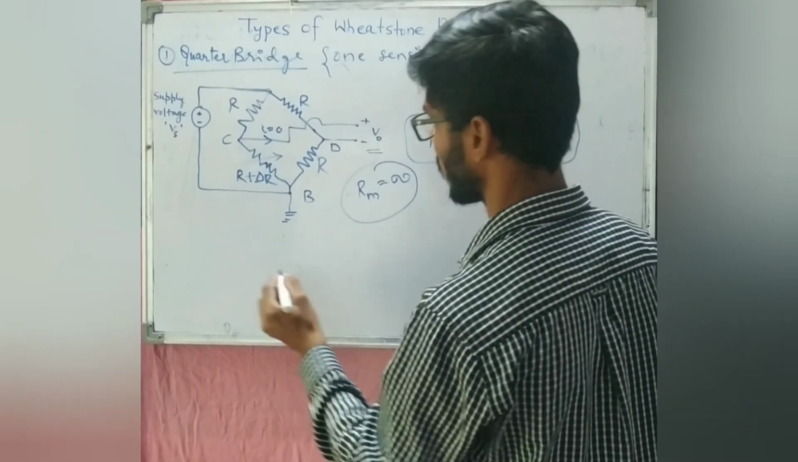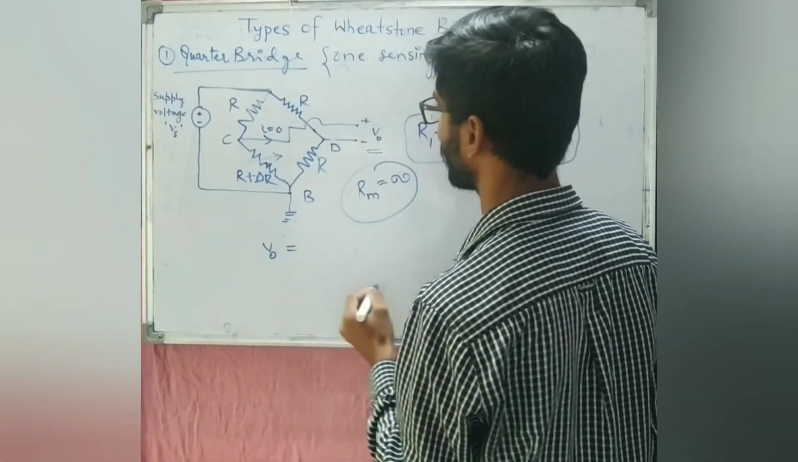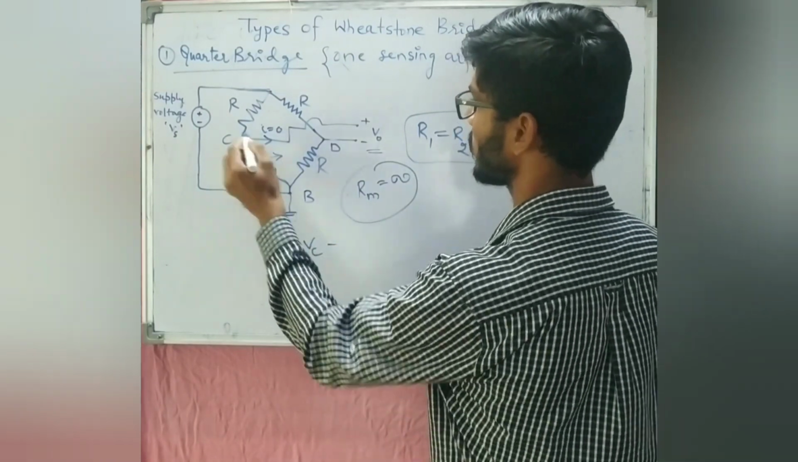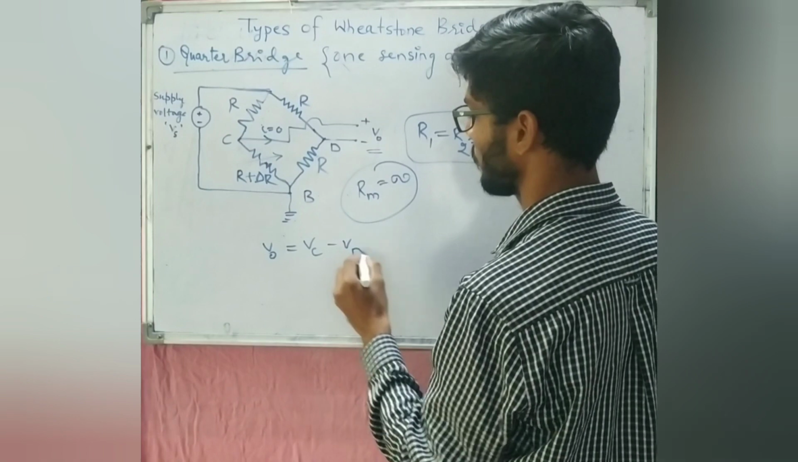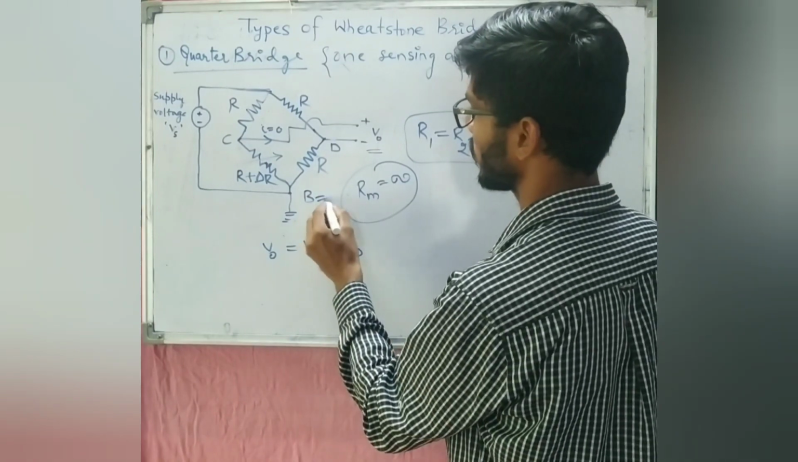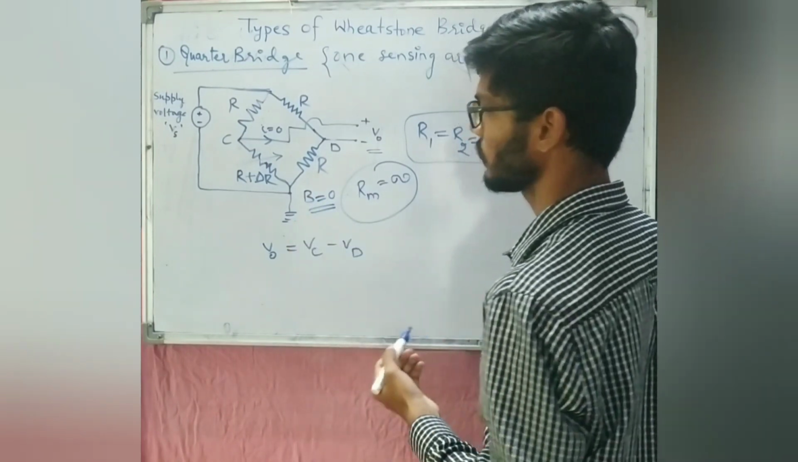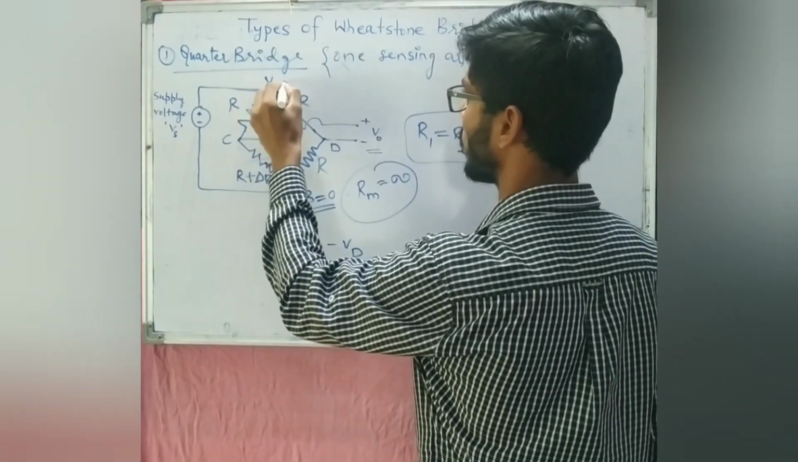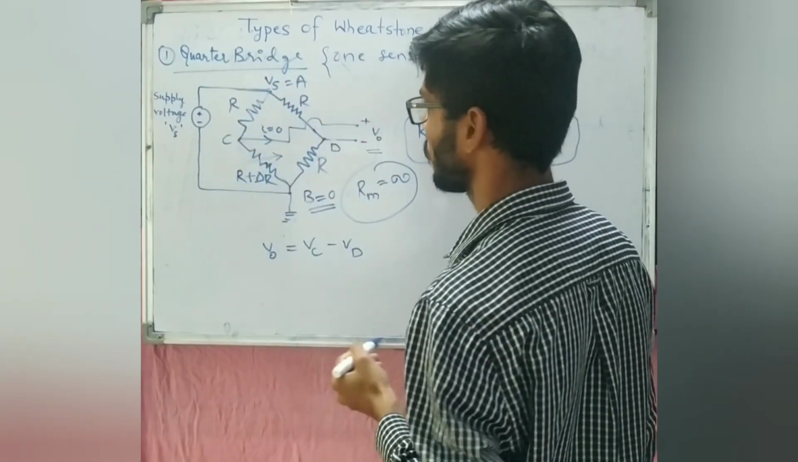The output expression for this particular bridge configuration is going to be V naught equal to the voltage at point C minus the voltage at point D. I am assuming the voltage at point B is equal to 0, the ground point, and as the voltage difference is Vs, the voltage at point A is equal to Vs.